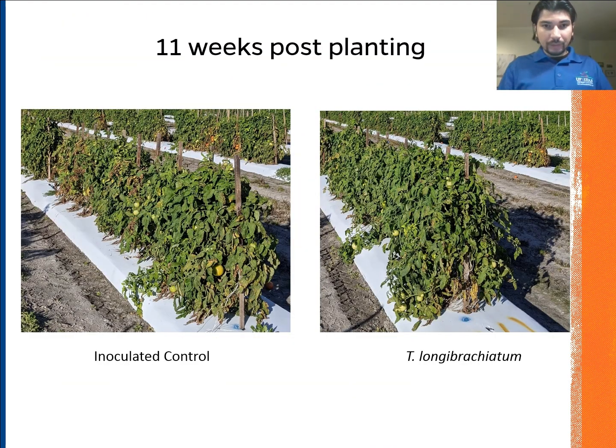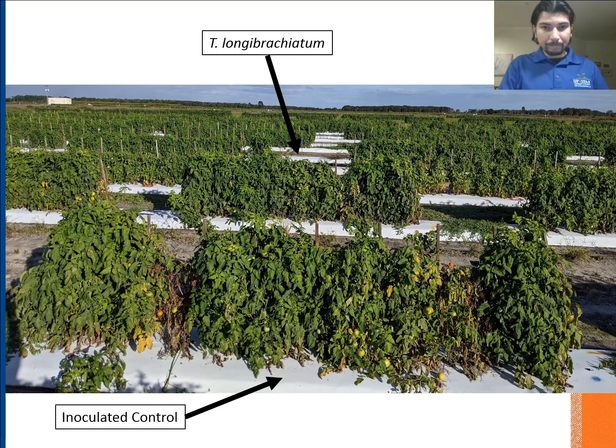This is some images 11 weeks post-planting, the inoculated control, which you can see some yellowing and some dieback here compared to longibrachiatum. Looks a little in better shape. And this is another view here. We can see in the inoculated control, we had a couple plants succumb here. We have some yellowing, and then we have longibrachiatum in the back here. Although it did get some infection, it overall produced better, or grew better.